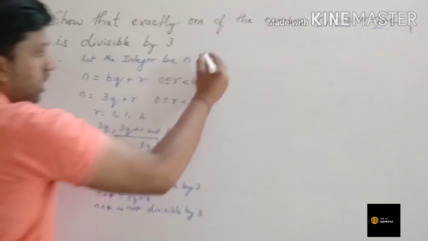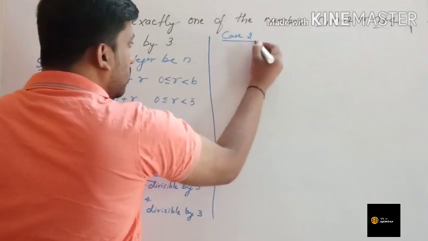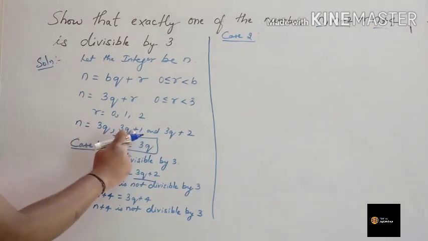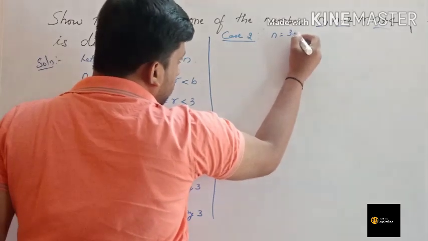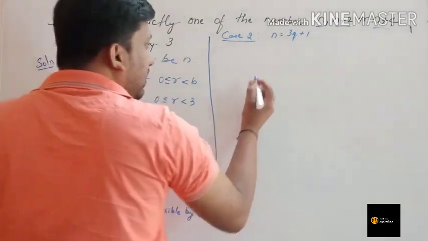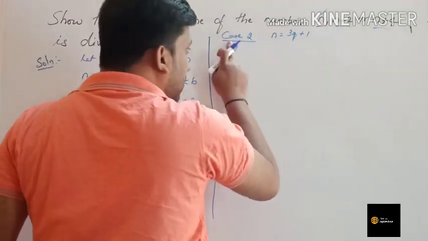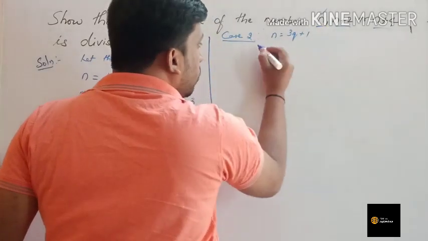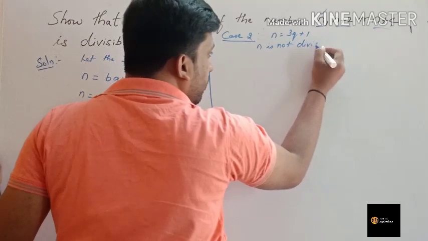This is case 1. If you consider case 2, here the first case is 3q. Now I am going to consider n as 3q plus 1. So n is equal to 3q plus 1. Taking this, the first n for case 2, directly I can tell that there is some remainder here. So n is not divisible by 3.